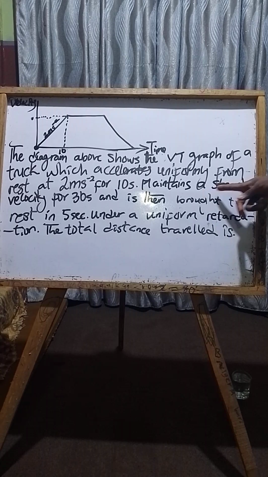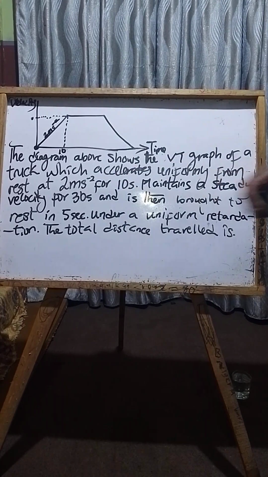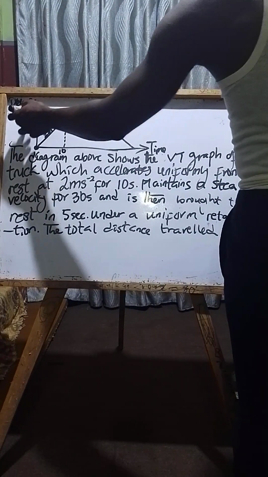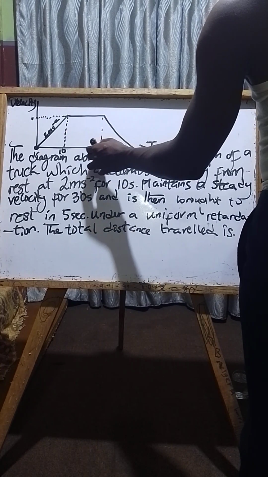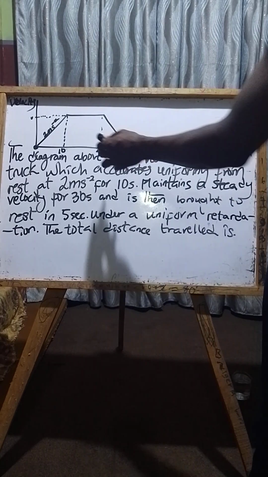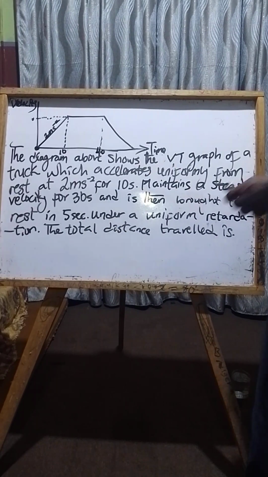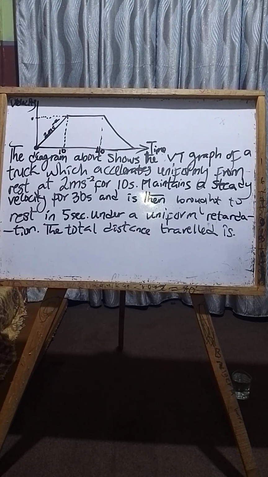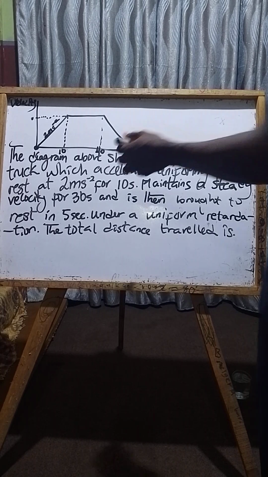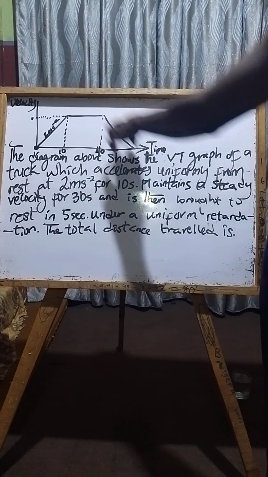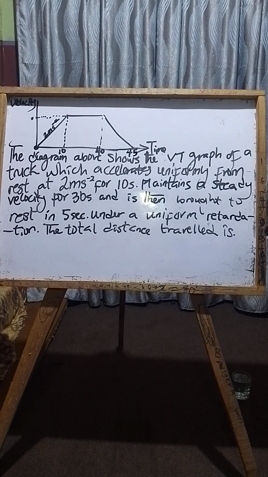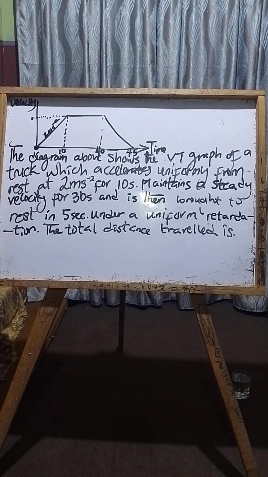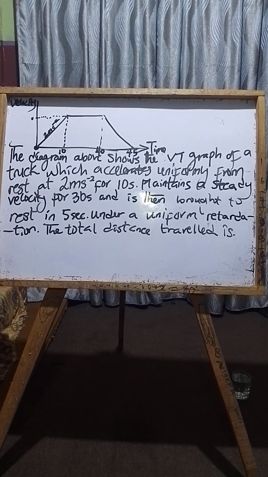Then it says maintain a steady velocity for 30 seconds. So when it got to this velocity, it maintained it for 30 seconds. If you do that, 30 plus 10 will make this place to be what? 40. Alright? 40. So then it says it's brought to rest in 5 seconds. If you add 5 seconds for the resting side of the graph, it will be 45. You understand?